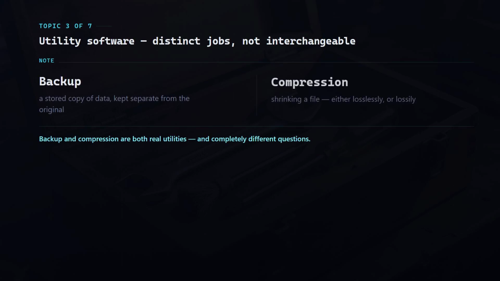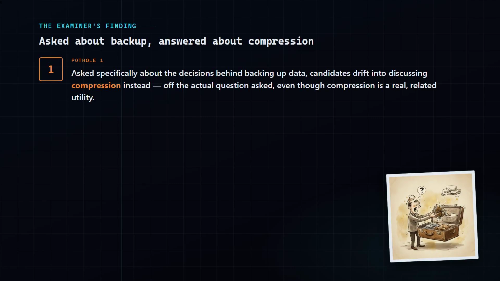Utility software does specific maintenance jobs for the system. Backup, compression, disk defragmentation, formatting. Each one a distinct task, not interchangeable with the others. Here's the first documented finding.